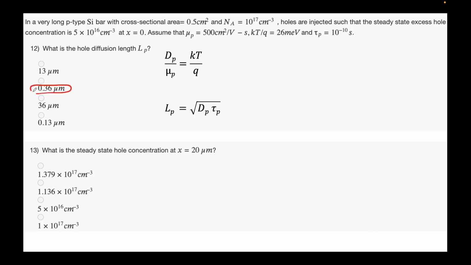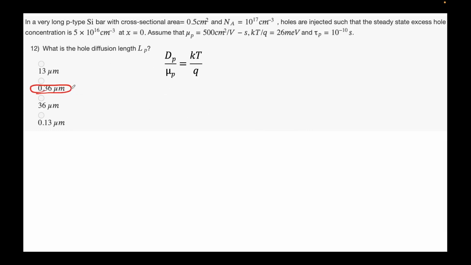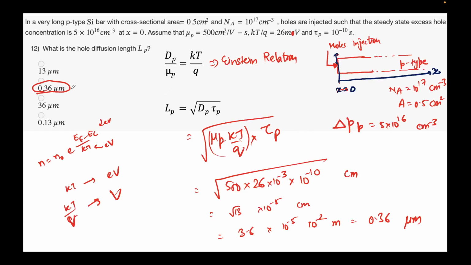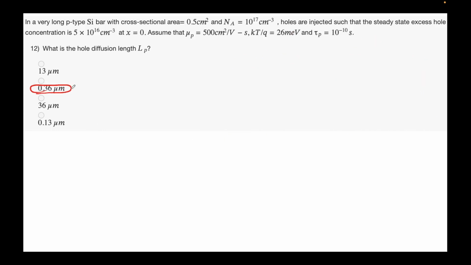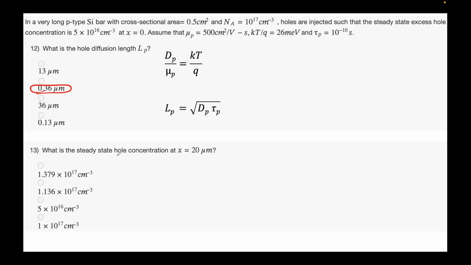Yes, sir. Okay, so in this problem we have established that the diffusion length was coming out to be 0.36 micron. In the previous problem we have seen that, right? So the next part of this problem is like this. What is the steady state hole concentration at x equal to 20 microns? Okay, so how do I do that now?